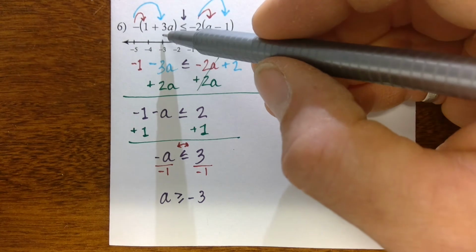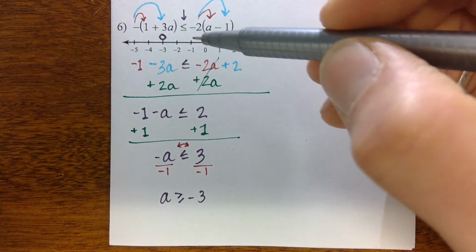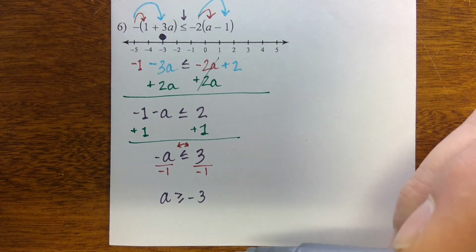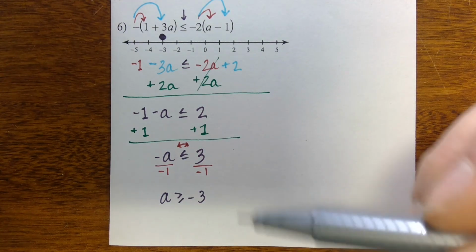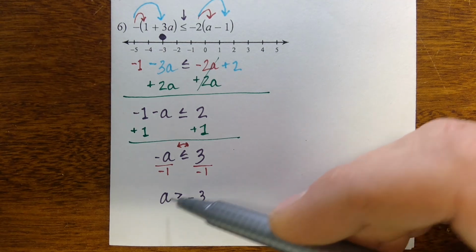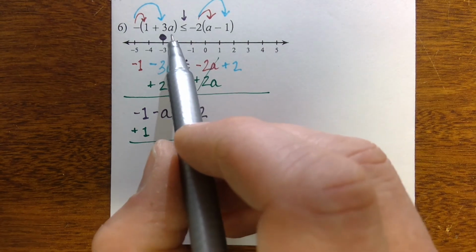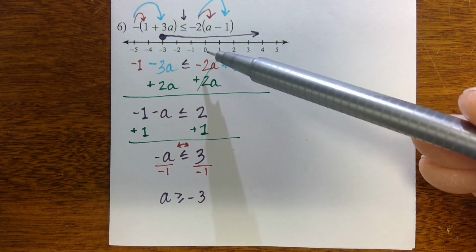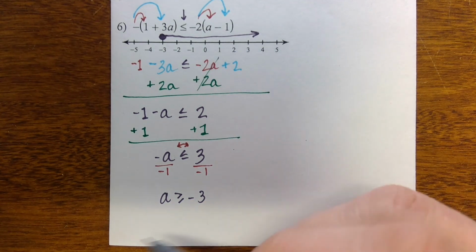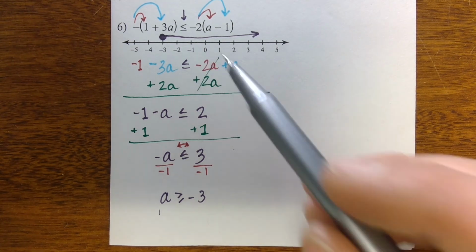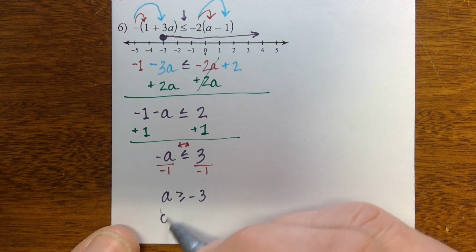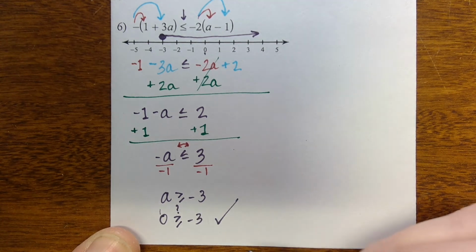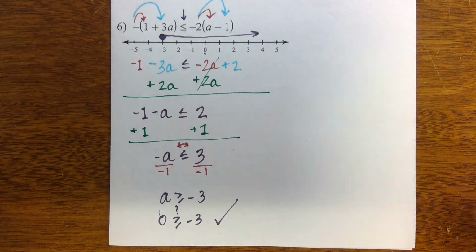To graph, we put a circle over negative 3, fill it in because it's greater than or equal to, and then we have to decide where are the greater numbers, the numbers that are greater than negative 3. And of course, we all know those are the numbers to the right. If you're not sure, you can always plug in a value and test it. So I'm going to try 0. Is 0 greater than or equal to negative 3? Of course, the answer is yes, and so we drew the arrow in the correct direction.